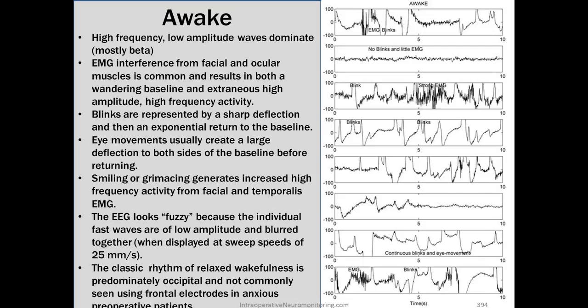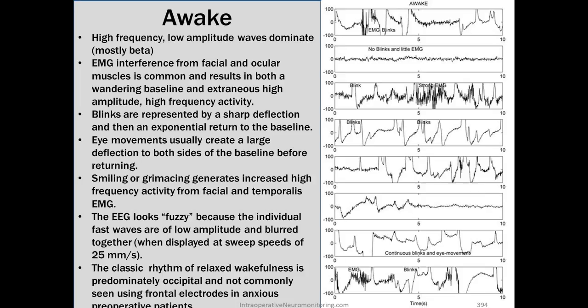The awake person has a high-frequency, low-amplitude wave that dominates, mostly beta. EMG interference from facial and ocular muscles is common and results in both wandering baselines and extraneous high-amplitude, high-frequency activities. Blinks are represented by a sharp deflection and then an exponential return to baseline. Eye movements create a large deflection to both sides of the baseline before returning. Smiling and grimacing generates increased high-frequency activity from facial and temporalis muscles.